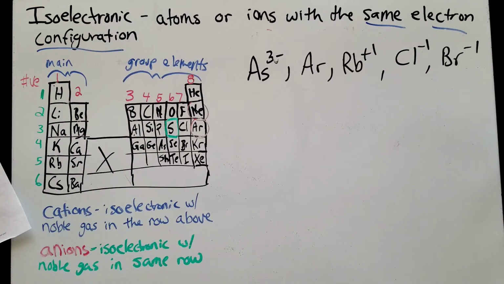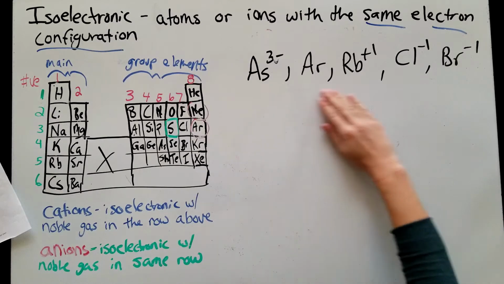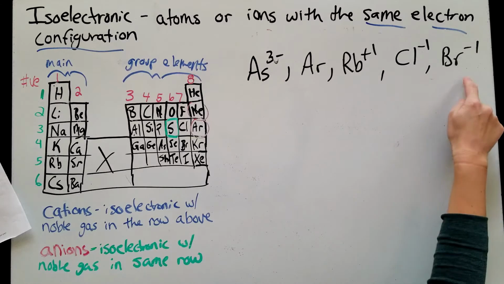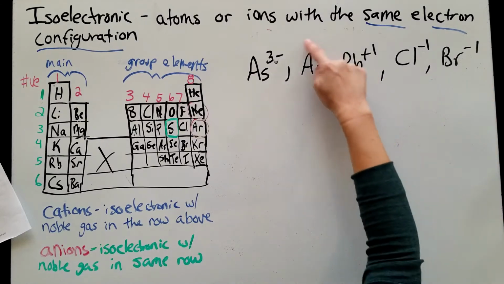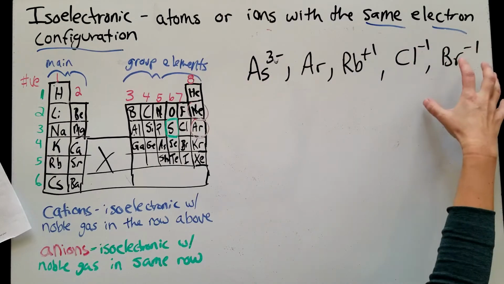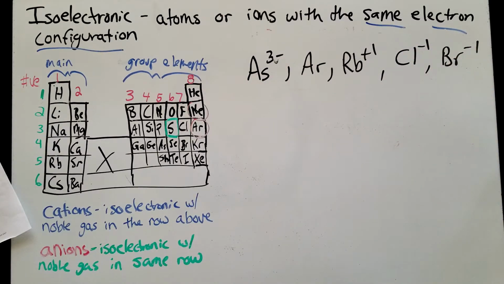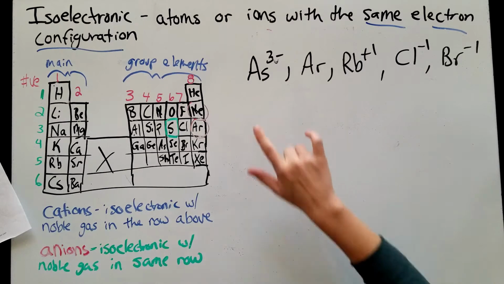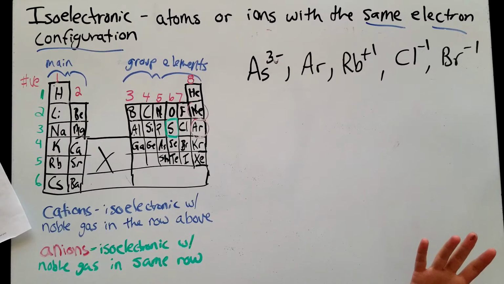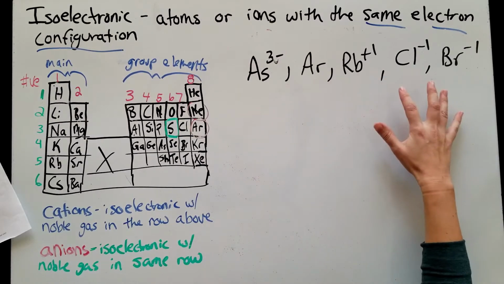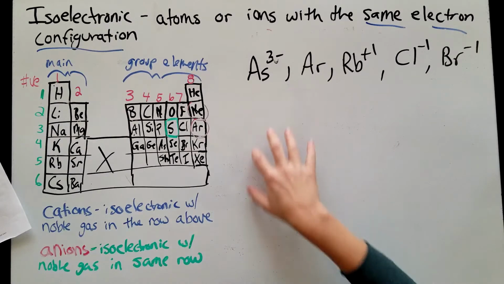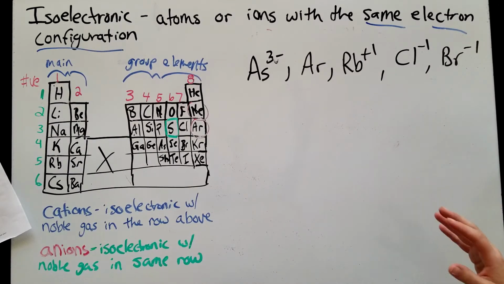Okay, so here's a list of neutral atoms, argon, and ions. Ions are the ones with charges, the neutral atom is the one without the charge. So given all of these atoms and ions, the question I'm posing to you is which of these are isoelectronic with each other? What that means is, do any of these have the same electron configuration? How do we figure that out? Well, we could draw the electron configuration of each, but that's going to take a lot of time.